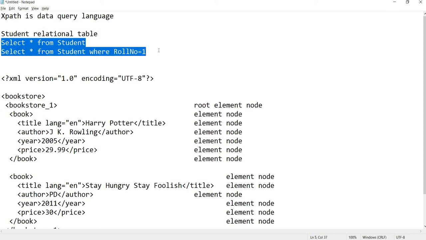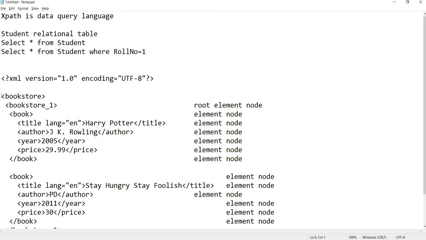Now if you have XML based databases, there are a few databases which store the data in XML format, like MongoDB stores the data in JSON format, right? So likewise there are a few databases which are XML based. If you want to retrieve data from such XML based databases, you will be using the XPath query language. So it's a query language first of all.